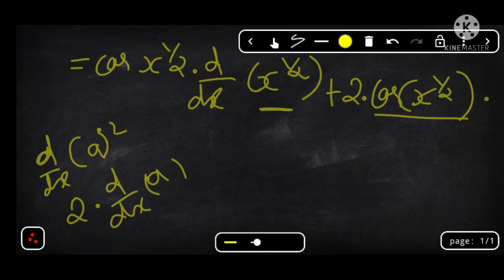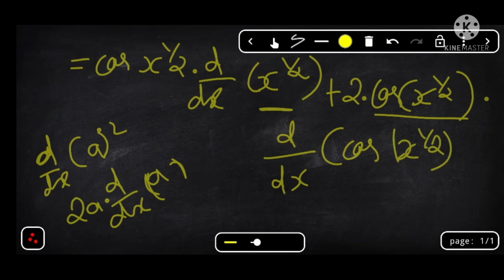So here a square will be 2a. Okay, 2a into d by dx of a. Okay, I missed this a. So d by dx of a square means 2a into d by dx of a. So 2 into cos x raised to 1 by 2 into d by dx of cos x raised to 1 by 2. Okay, so let's see the next step.